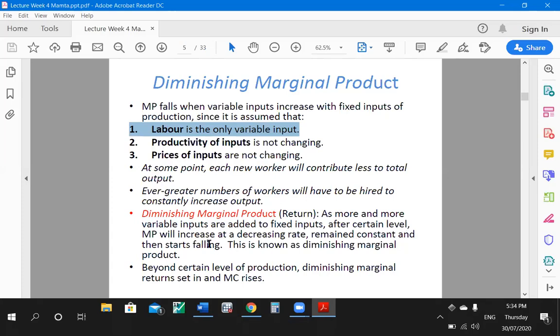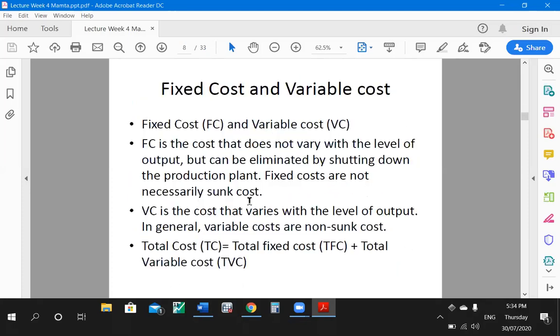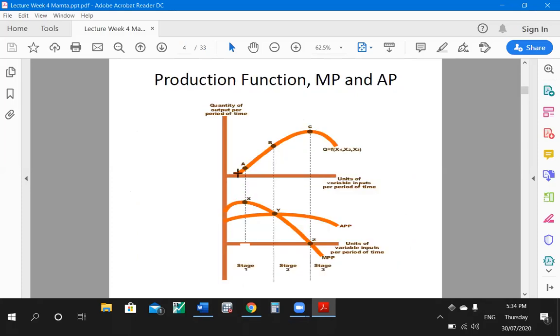After a certain level, marginal product will increase at a decreasing rate. I will not go into that. Marginal product will be increasing at a decreasing rate, remain constant and then start falling. So how will it look? It will be going up slowly, and after a certain stage it will fall. Here also, look at here, it will also fall after a certain stage. Marginal product will fall.